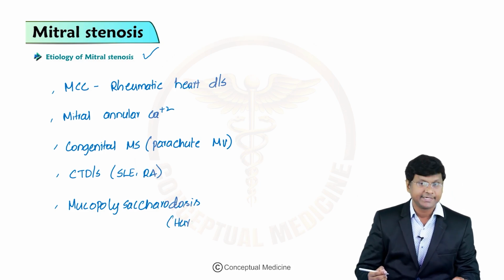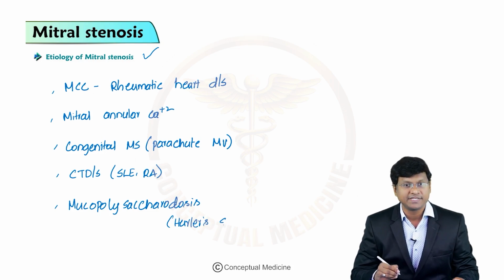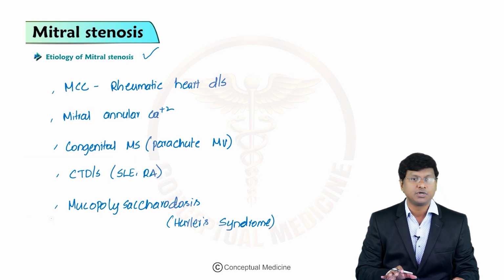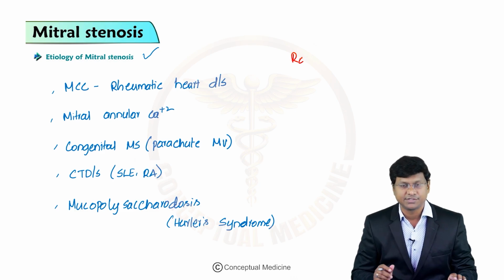Right, mucopolysaccharidosis. And what is this mucopolysaccharidosis? That will be your Hurler syndrome. Okay, so these are some of the most common etiologies which will cause the mitral stenosis.